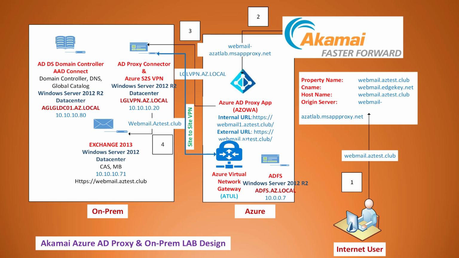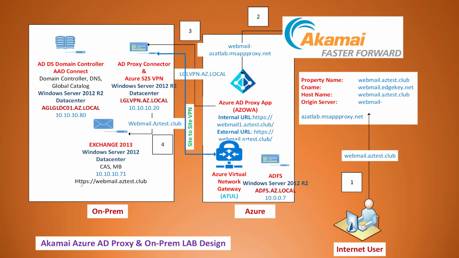So folks, let's look into our lab, very high level design here. What I have in my lab is a Windows Server 2012 R2 domain controller, which is hosting az.local Active Directory. Then I have a server called LGL VPN az.local, which is serving two purposes. It acts as a routing and remote access VPN gateway, creating a site-to-site VPN with Azure, and it is also running my AD Proxy Connector for demo purposes, right?